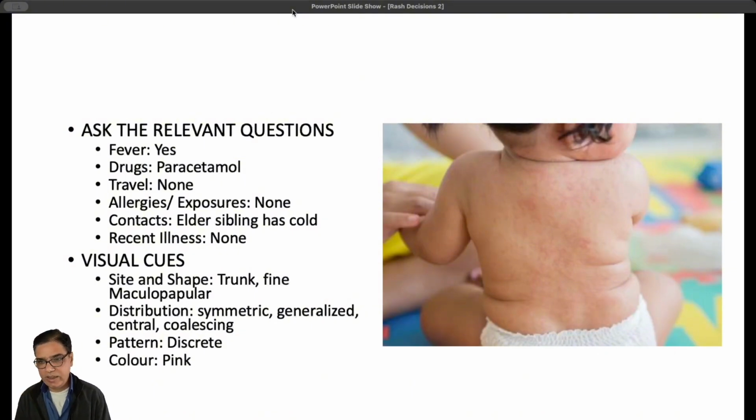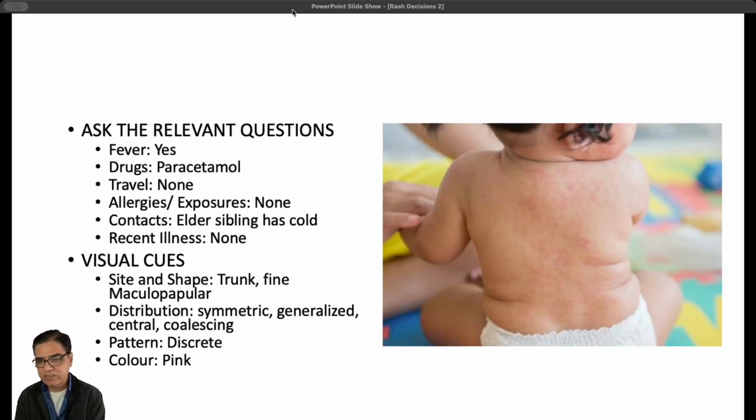Looking at this rash, I don't know how clearly it is showing up on your screens, but it looks very fine, predominantly maculopapular. You can see there are a few patches of bright pinkish colored lesions, which are probably macules, and then there are very fine solid bumps here and there, papules. Because this rash has both macules and papules, we call it a fine maculopapular lesion, which at the moment you can see on the trunk.